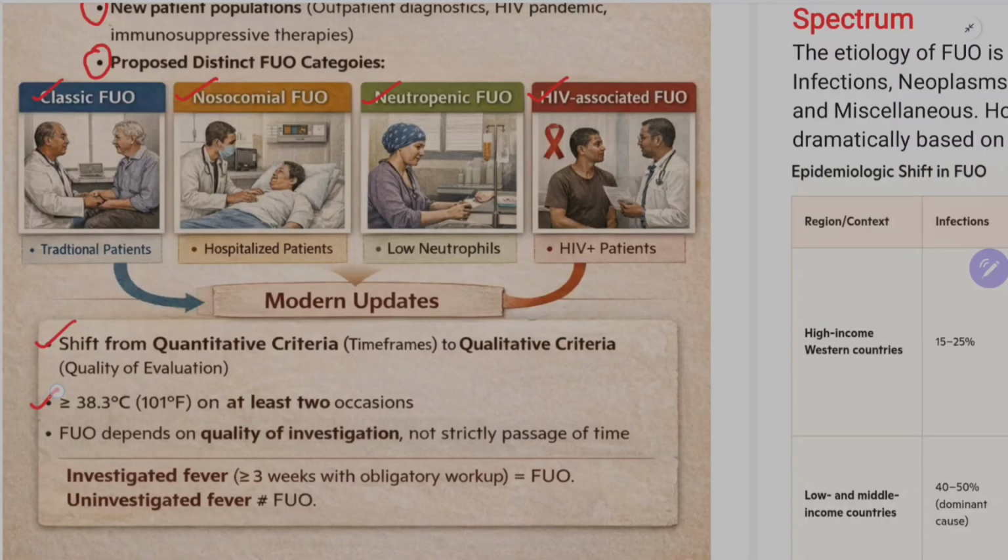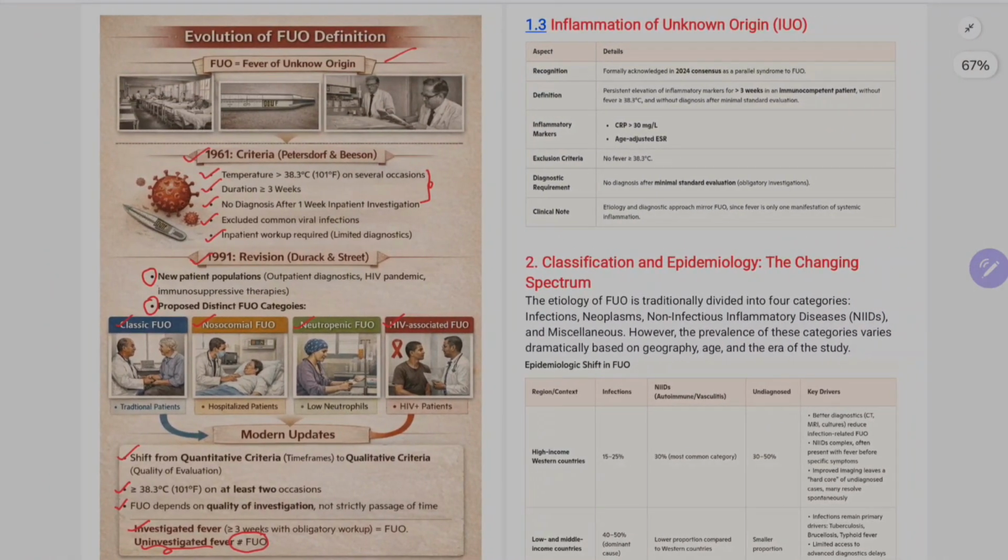So according to that, more than or equal to 38.3 degrees Celsius or 101 degrees Fahrenheit on at least 2 occasions. FUO depends on quality of investigation, not strictly passage of time. So uninvestigated fever is fever more than or equal to 3 weeks with obligatory workup, which is equal to FUO. If the minimum set of obligatory investigations is not done, that is not FUO, it is known as uninvestigated fever. Okay, this we should remember.